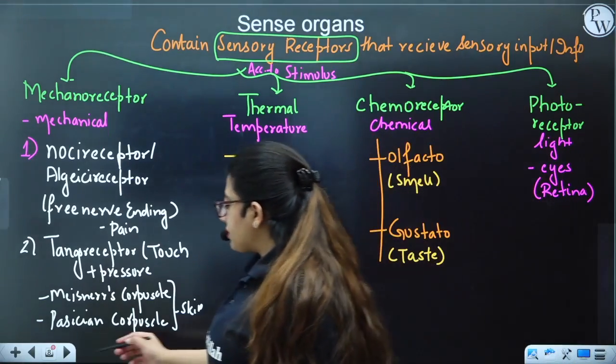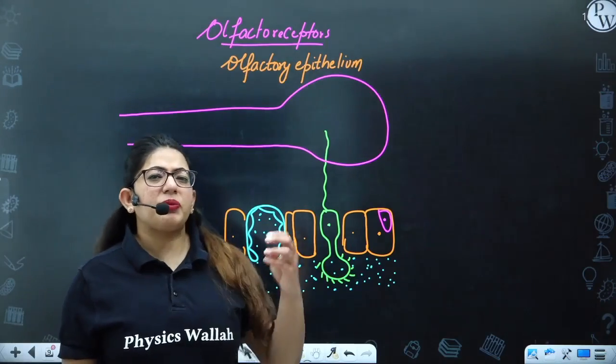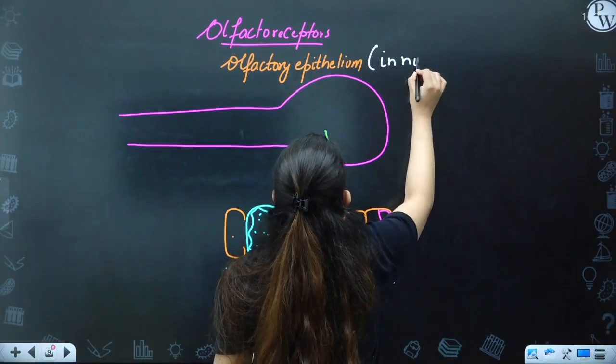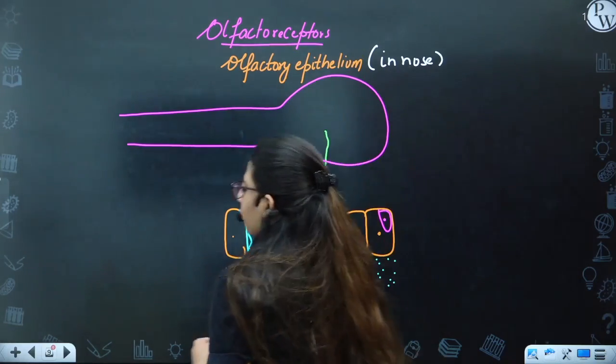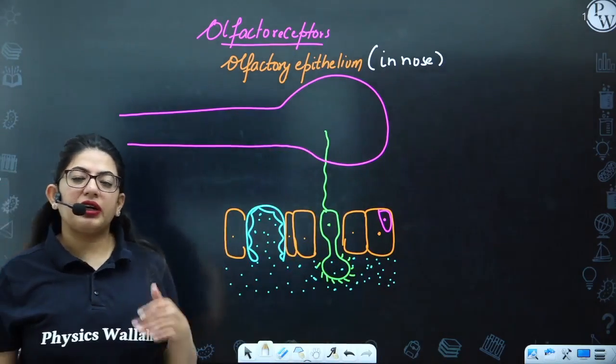So these olfactory receptors, where are they present? They're present in the olfactory epithelium. This is the epithelium which is present in your nose. So how do you smell? Let's unfold this. You have this epithelium present in your nose, and this epithelium contains different types of cell.